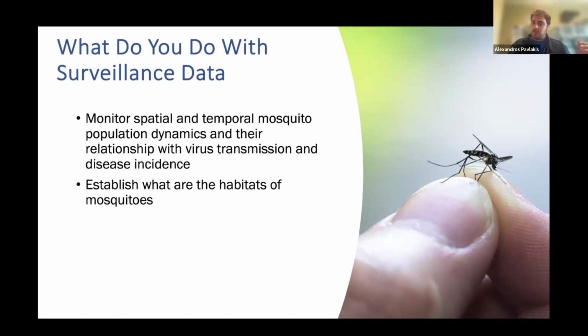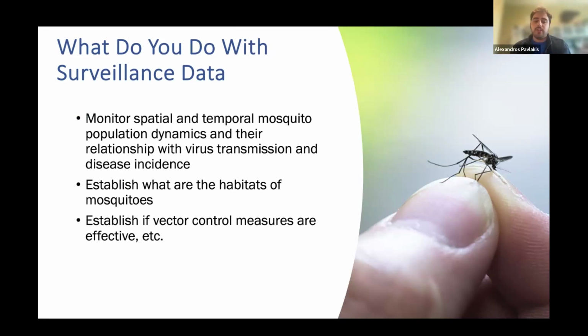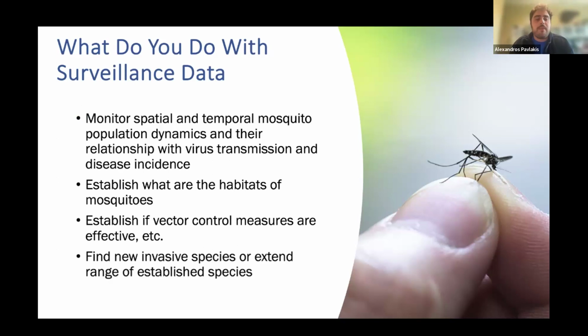Sometimes we've seen mosquitoes have a habitat that they primarily are in at the beginning of a season, and it changes over time. We can establish if our vector control measures are effective, if they're working, if we're seeing a reduction in these populations. And finally, we can find new and invasive species or extend the range of established species.